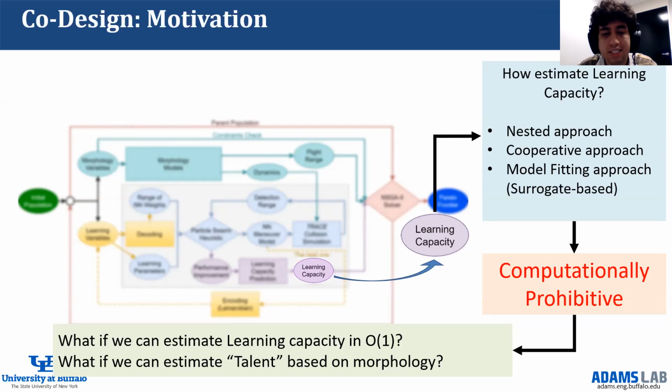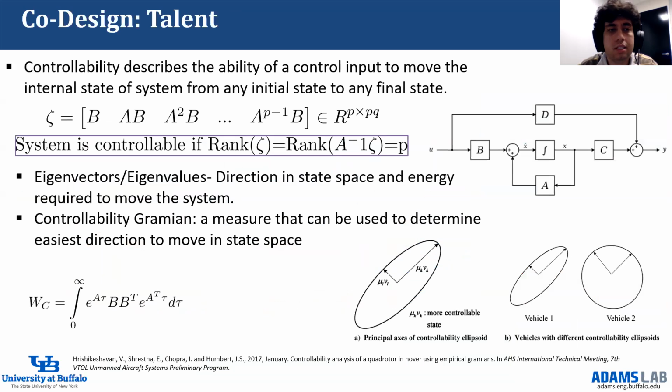So what we were trying to do is to estimate this with order of complexity of 1 instead of doing the nested approach. We wanted to estimate if a morphology has a talent to learn, using ideas from control theory. This assumes a linearized system with A, B, C and D as the matrices. We can define the controllability matrix with B, A, and the powers of A. If it is not rank deficient, we say the system is controllable. But if we want a more quantified answer, we must look at the controllability Gramian, which is defined in this equation as an integration.